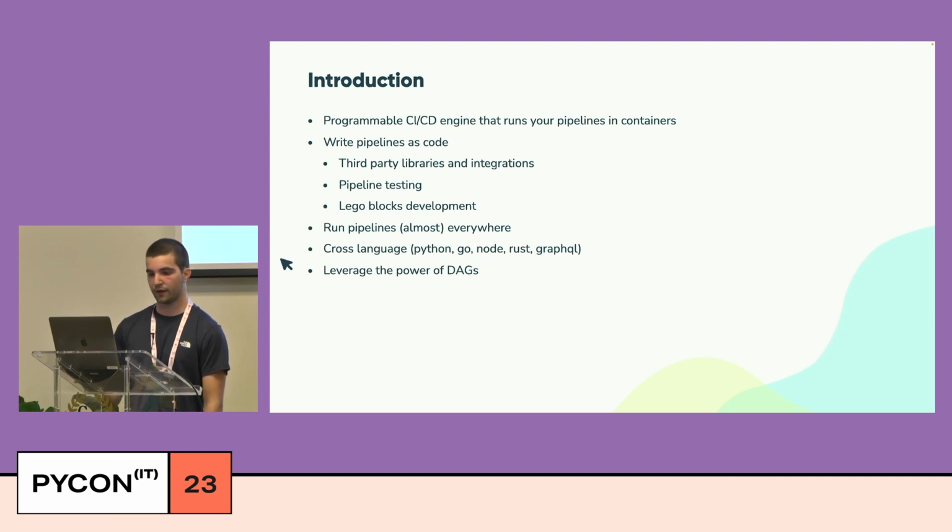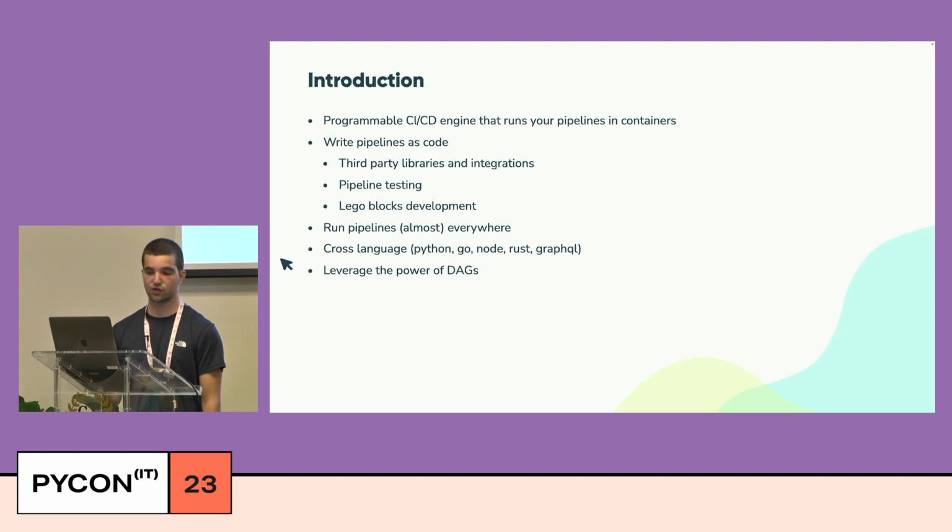So it can run pipelines almost everywhere because it uses Docker under the hood. Any platform that has an OCI compliant runtime can run these pipelines. And almost every CI platform I'm aware of can run Docker containers.